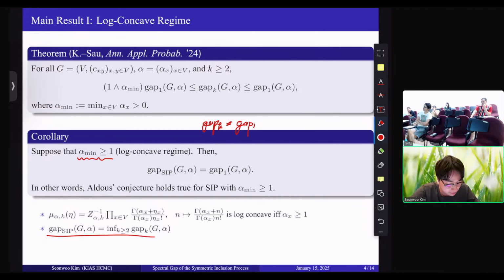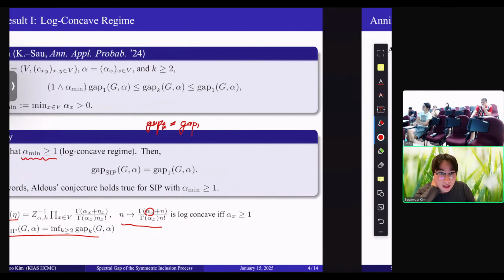But if you recall the stationary product measure, then each marginal, viewed as a function of the number of particles, is log-concave if and only if this parameter alpha x is bigger than or equal to 1. So just the notation, you can skip this. Anyway, we proved that we have the identity if alpha min is bounded below by 1.